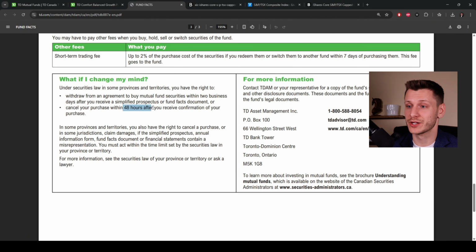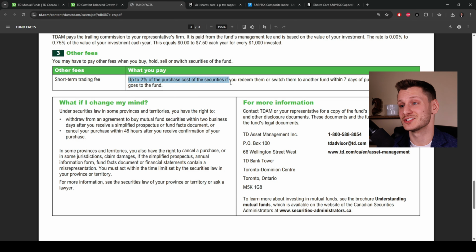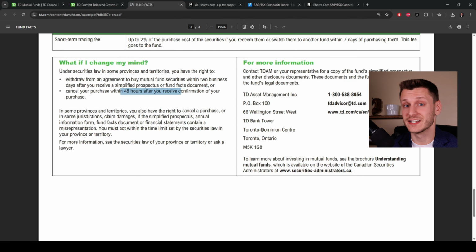Couple useful things to know here. You do have 48 hours to change your mind or to cancel your purchase without any penalties. Now, there is a 2% penalty that you would be paying. It's called the short-term trading fee here. If you trade to another fund within 7 days of purchasing them, this is just this fund specifically. Now, there is the 48-hour thing that we just talked about, so it wouldn't apply in the first 48 hours. This is just this specific mutual fund. Now, other mutual funds might have other similar fees like this.